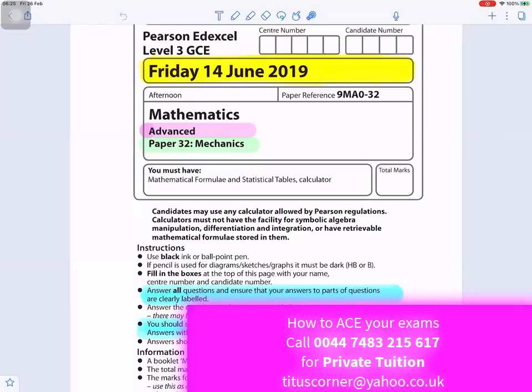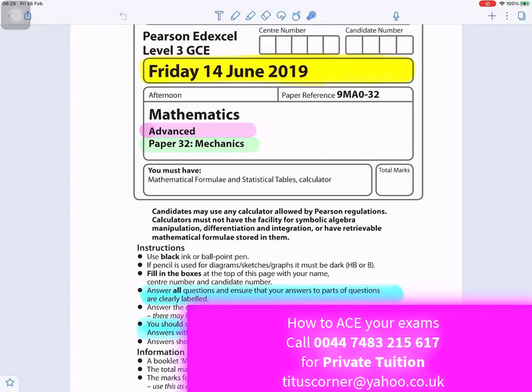Mathematics, paper 32, mechanics. Friday, 14 June 2019. Answer all questions and ensure that all your answers to parts of questions are clearly labeled. You should show sufficient working to make your methods clear. Answers without working may not gain full marks. The total mark for this part of the examination is 50.